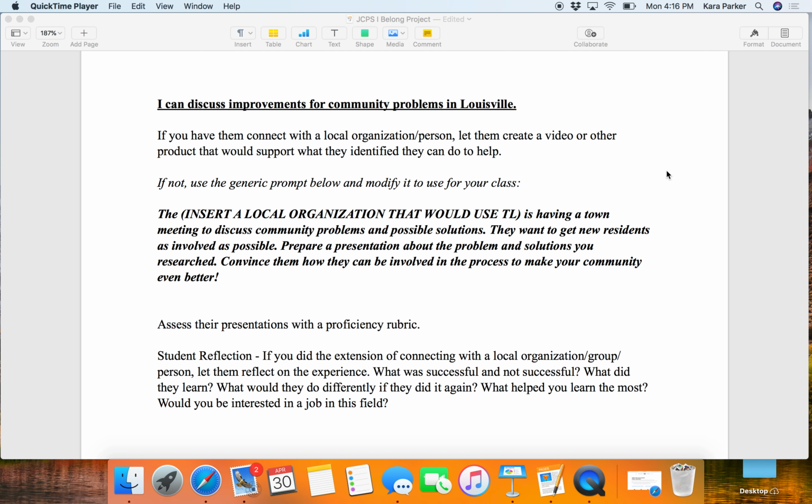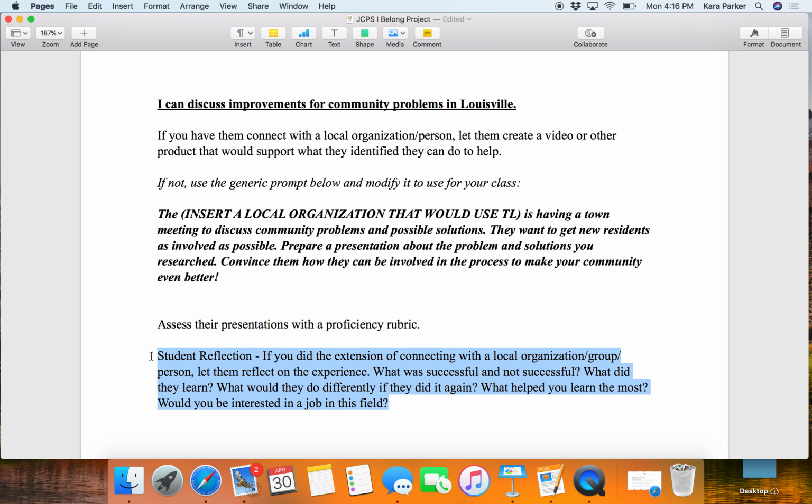Afterwards, I would have them assess their presentations with the proficiency rubric. Again, that's what we're really focused on is what is their language and how well are they communicating. Give them some feedback. If they worked with a group, this was definitely maybe a new challenge for them, and let them reflect. If they did work with a group or person, was it successful or was it not? And it would be completely okay if it did not work out to be successful for them. What did they learn? What would they do differently? What helped them to learn?